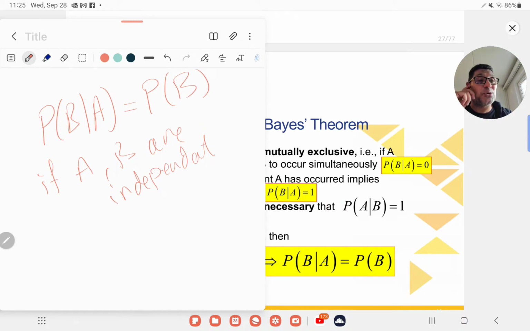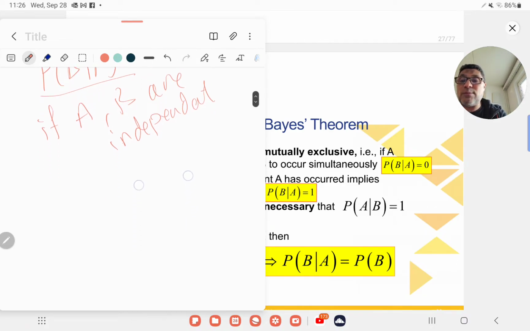Actually, for mutually exclusive events, we cannot say that they are independent. They are dependent, because what is the probability of getting a head given that you get a tail? It will be zero because you already got a tail. So the occurrence of one depends on the occurrence of the other, and they affect each other. So it cannot be like zero. Okay, now this is the probability of B given A equal to the probability of B.